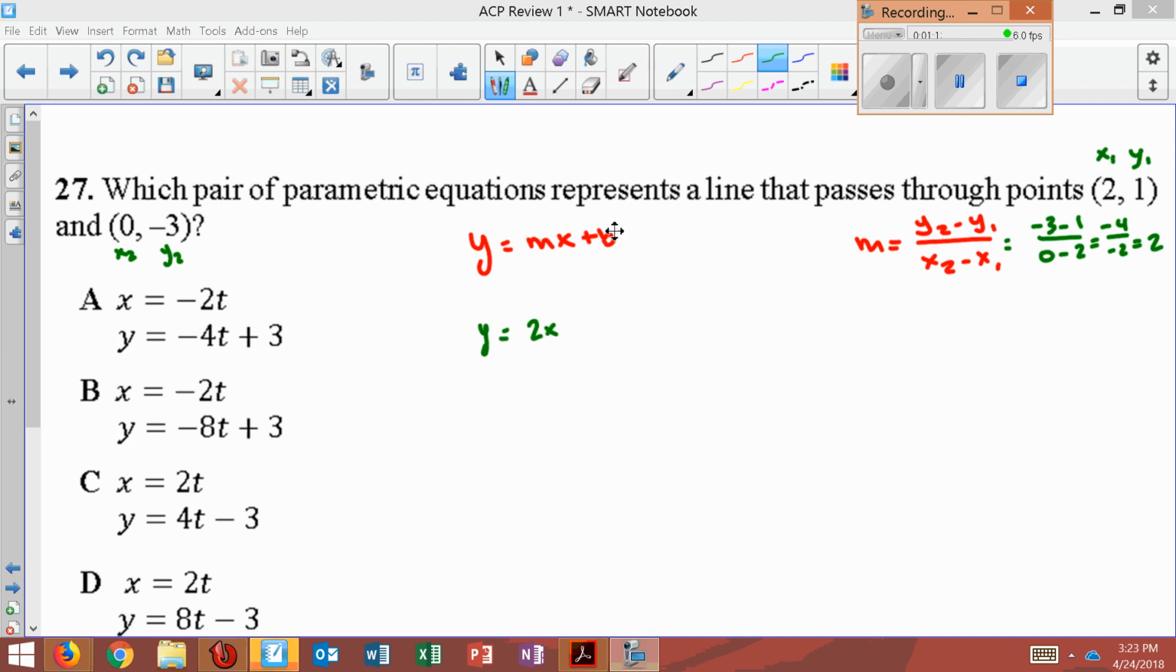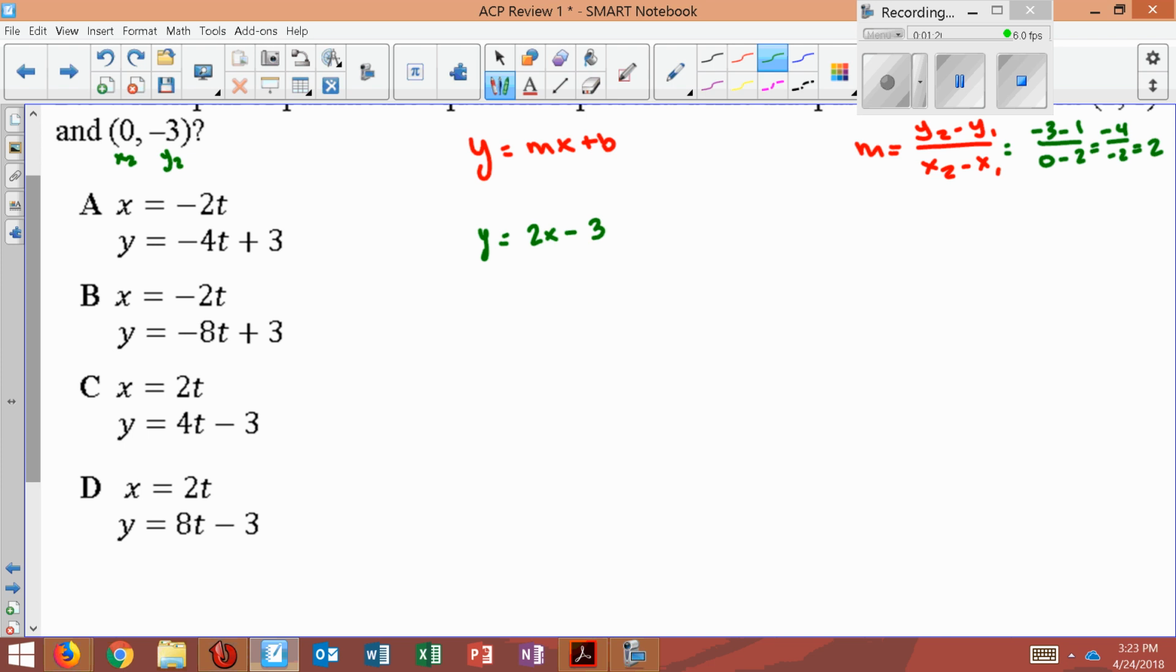And then for the b, that's the y-intercept. This is actually the y-intercept because the x is 0 and the y is -3. So that's actually my equation: y = 2x - 3. I need to know which one of these matches that equation. Remember the way to do this, which we just did on the previous problem, is there are two steps. You solve for what is shared, and then you substitute.